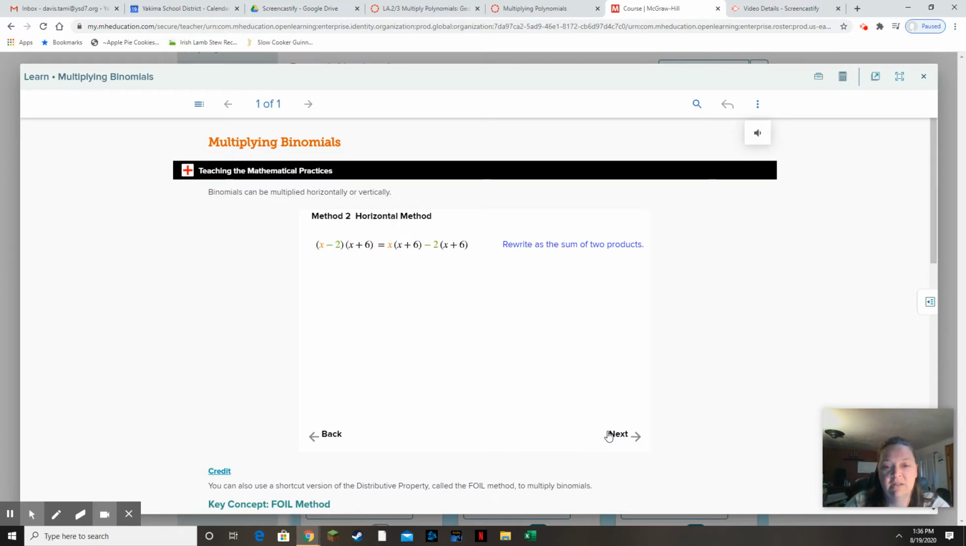Okay, the horizontal method. You rewrite this as a sum of two products. So instead of the quantity x minus 2 times the quantity x plus 6, you write x times the quantity x plus 6 minus 2 times the quantity x plus 6. Use the distributive property for both of these sets. So x times everything inside of here, negative 2 times everything inside of here. And we get x squared plus 6x, negative 2x minus 12.